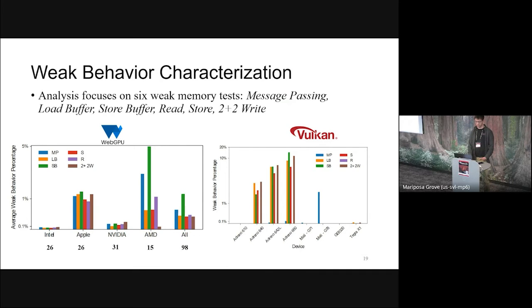But also, we didn't see a lot of weak behaviors on many of our other Android devices. The Mali G71 and G78 did show this message passing behavior, but no other types of weak behaviors. We have an Imagination device here that didn't really show any, and then an NVIDIA Tegra mobile device that showed a few weak behaviors, but not too many.